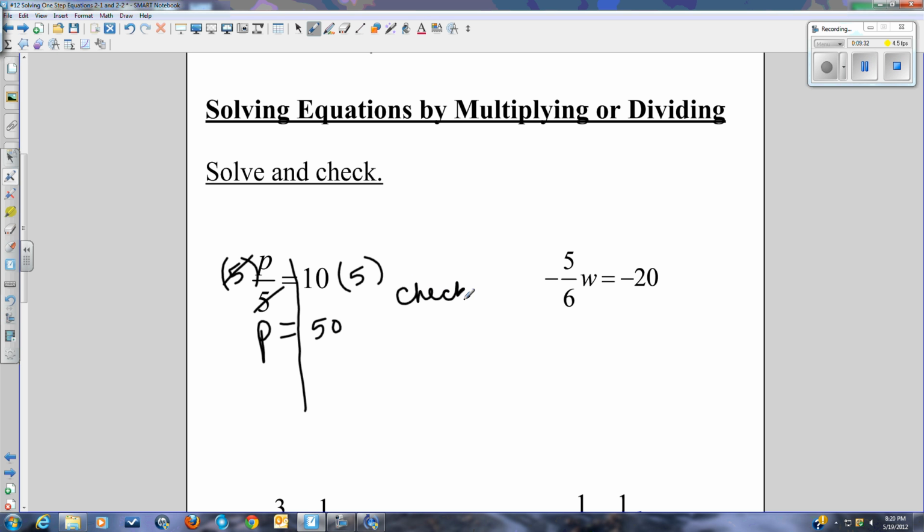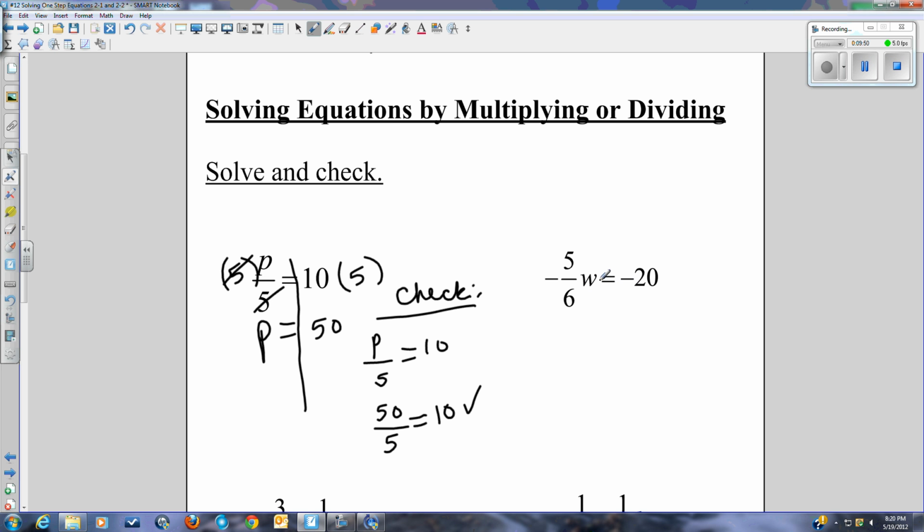Check that. We'll do a check just so you can see how it's done. P over 5 equals 10. We want to know if 50 does work. Well, 50 over 5, when we plug it in, does indeed equal 10.